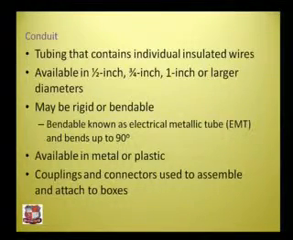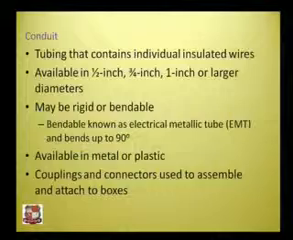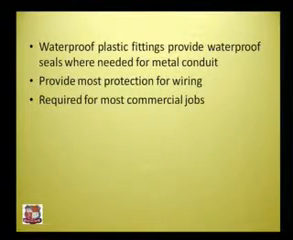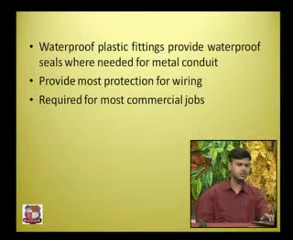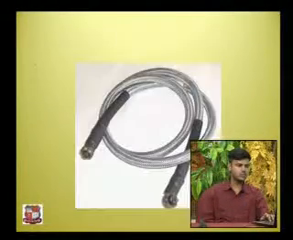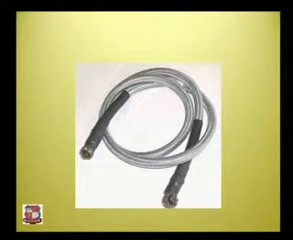Again, it is available in metallic form as well as in plastic. You need couplings and connectors to assemble it and attach it to boxes. Plastic fittings are waterproof, so they provide waterproof seals where needed for metal conduit. It provides the most protection for wiring. It is required for most commercial jobs. It is quite widely used. It looks somewhat like this, conduit wires.